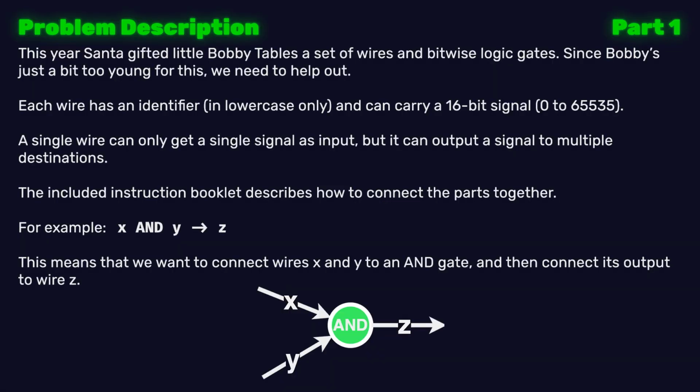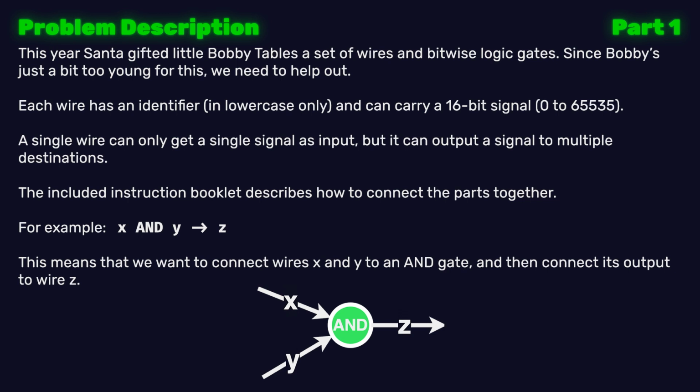Let's get started. This year, Santa gifted little Bobby Tables a set of wires and logic gates. Since Bobby's a bit too young for this, we need to help out. Each wire has a string as identifier, lowercase only, and can carry a 16-bit signal. This means that the value can range from 0 to about 65,000. Each single wire can only get a single signal as input, but it can output a signal to multiple destinations.